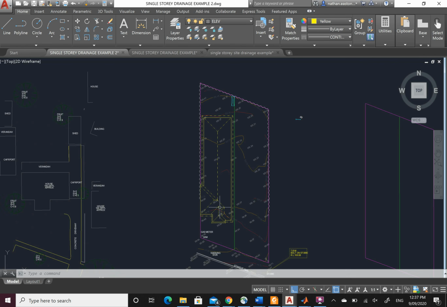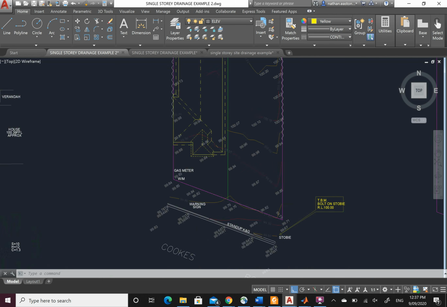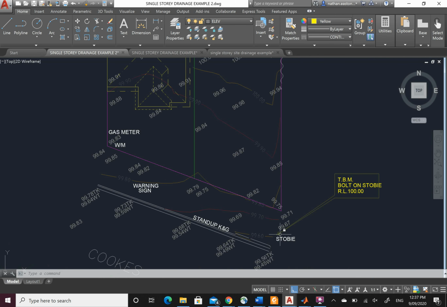Let's have a look at the levels of our block. What's happening here? So if my 100 is somewhere here, well, 98.84, 85, so it's falling to the right at the front.